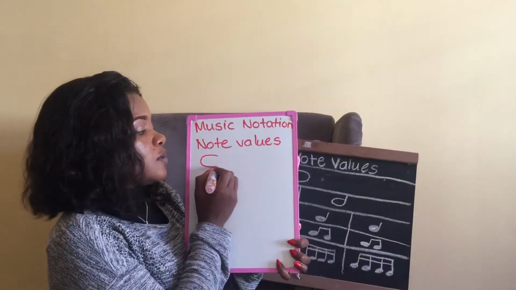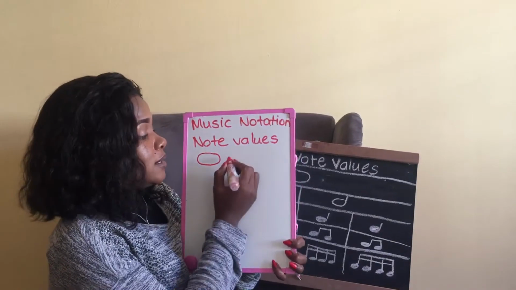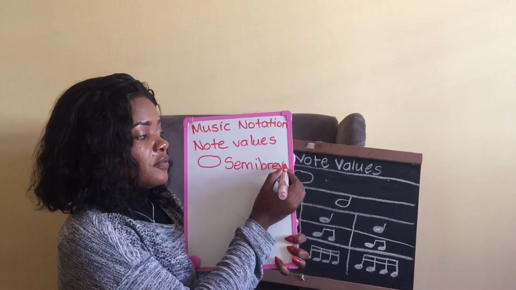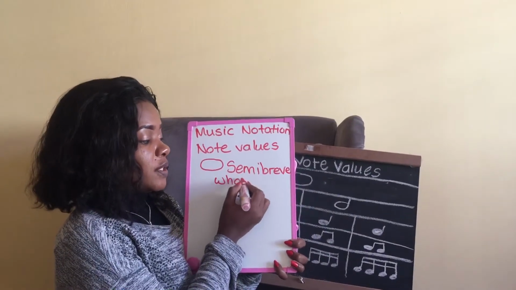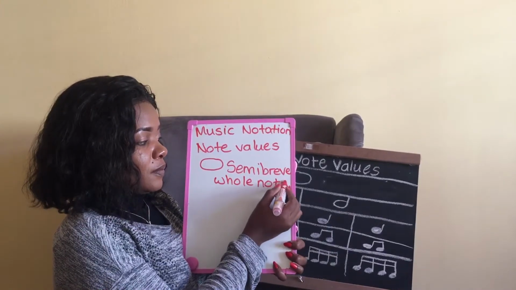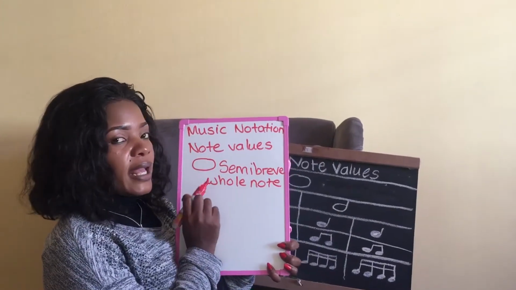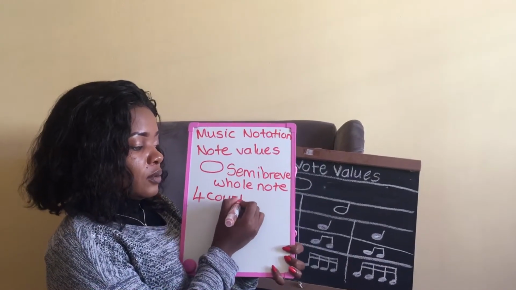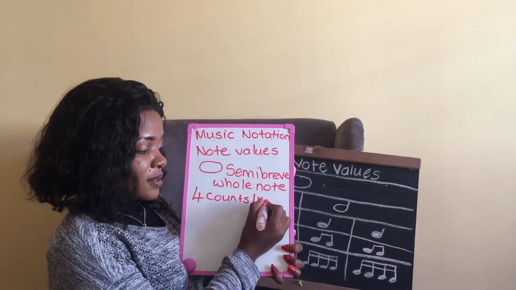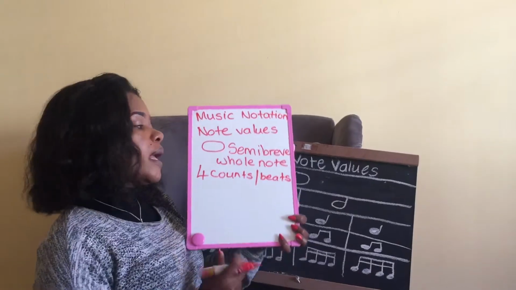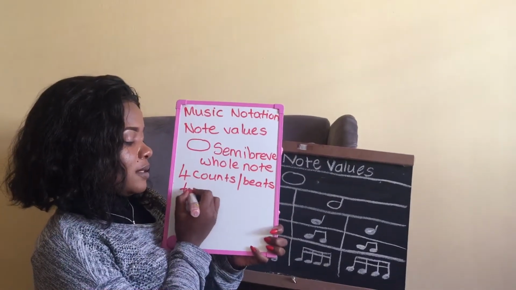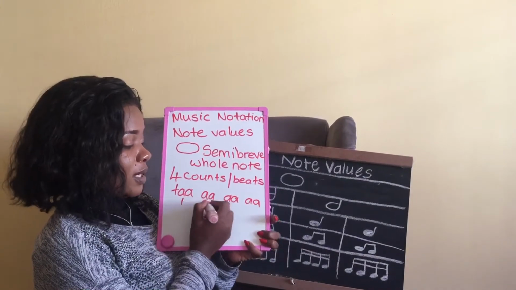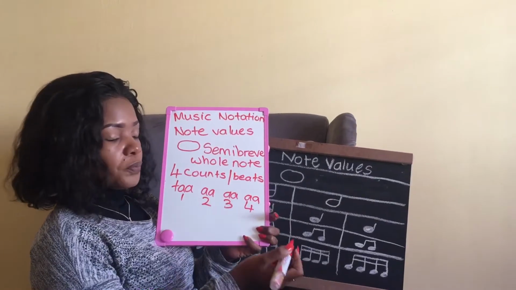The first note that we're going to talk about is called a semibreve. A semibreve is also known as a whole note. It's just a head, an oval shape. It has 4 counts. You can also call them 4 beats if you like. It's one and the same thing. When we are sounding it, we go like this: Ta, ah, ah, ah. That's 1, 2, 3, and 4.